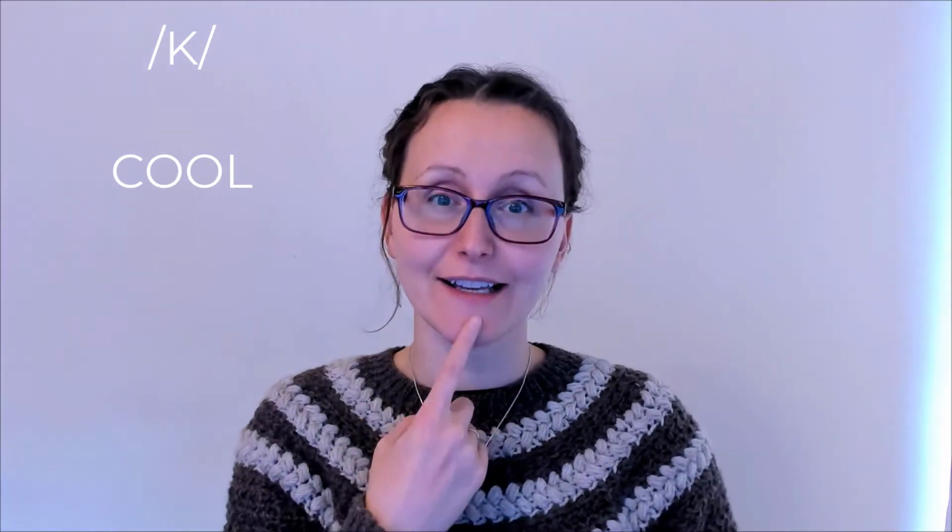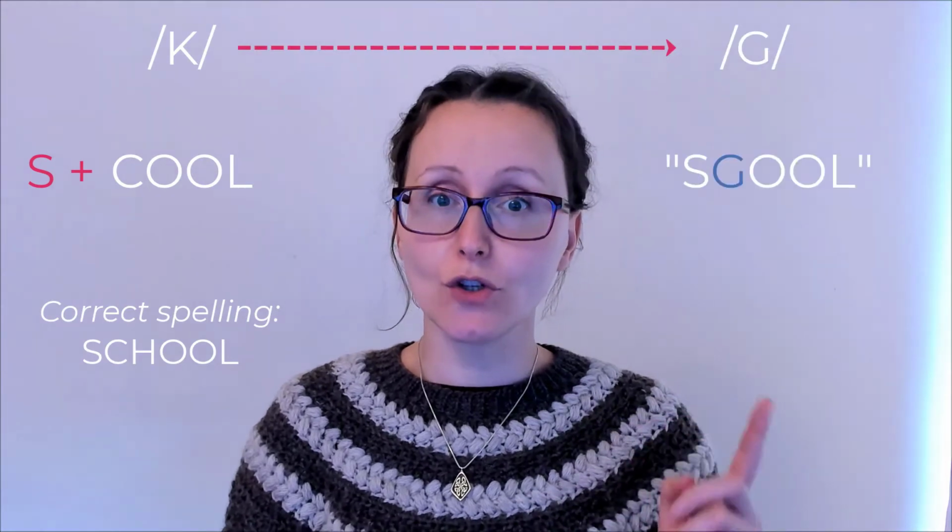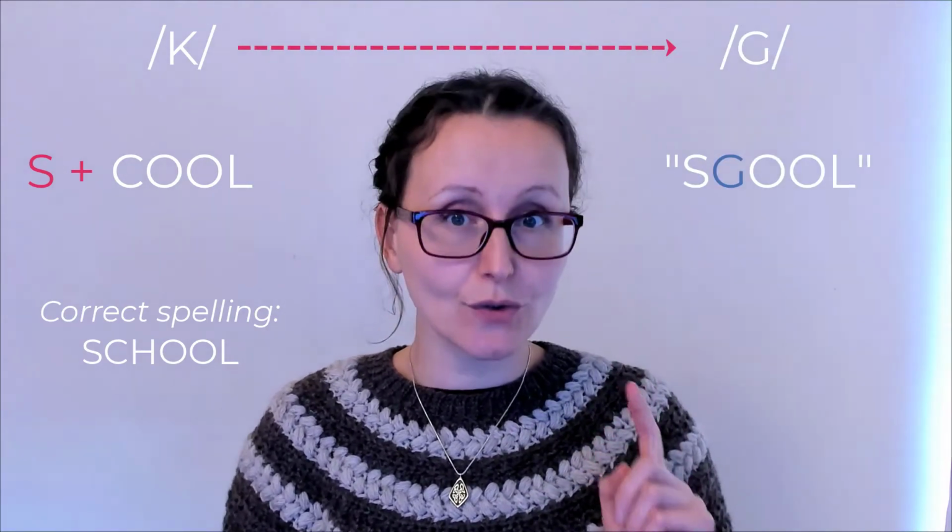So let's take a look first at the word cool. It's spelled with a C, but it's pronounced with a K. Cool. It's an aspirated, voiceless K. Cool. Add an S and the spelling gets very crazy, but it becomes school. G, school.